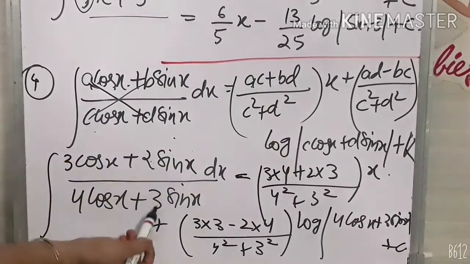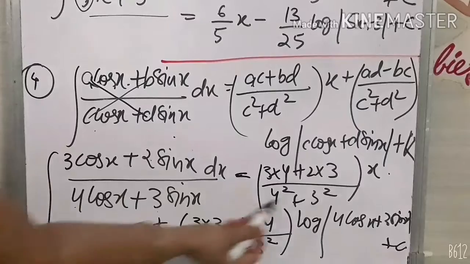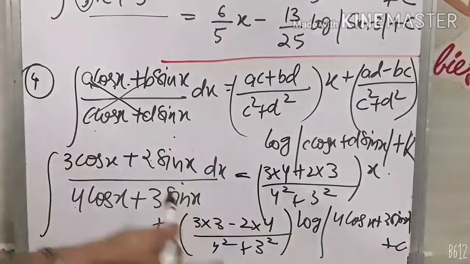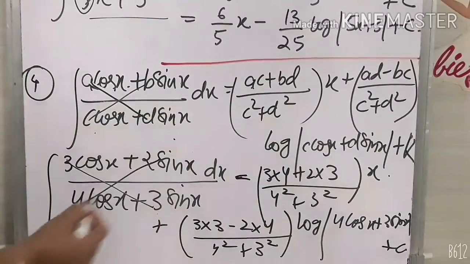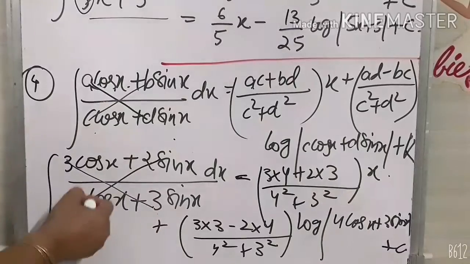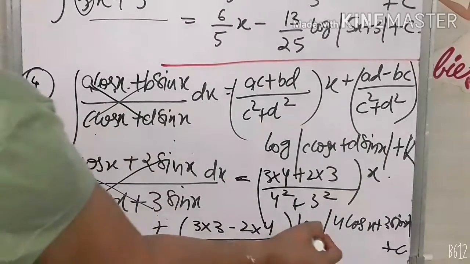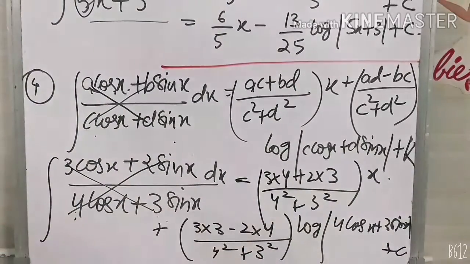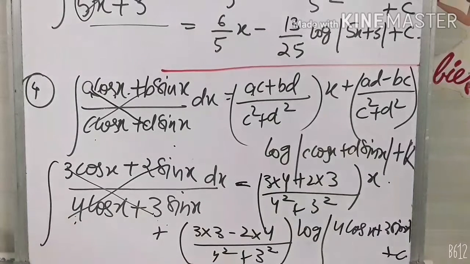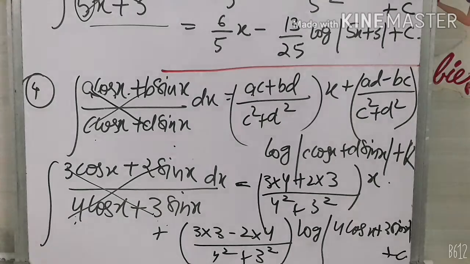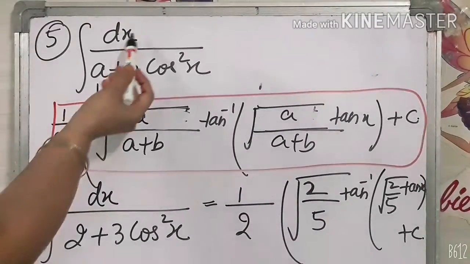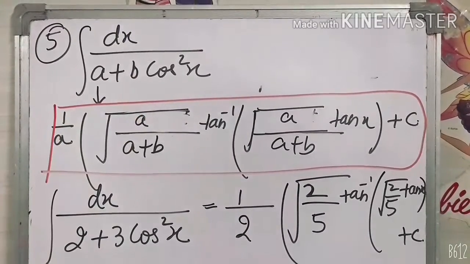I took one of the examples also. (3 cos x plus 2 sin x) by (4 cos x plus 3 sin x) is equal to, please check it once, (3 into 4 plus 2 into 3) by (4 square plus 3 square) into x plus (3 into 3 minus 4 into 2) by (4 square plus 3 square) log of that. You will get your answer. Make a note.